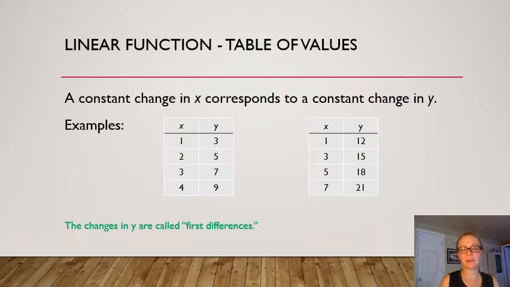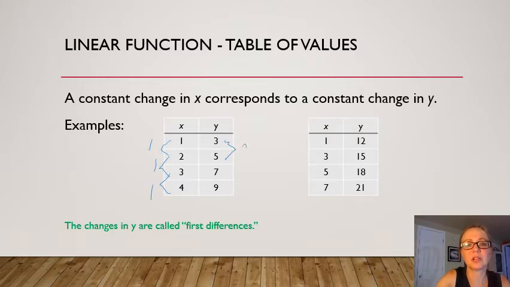When you're given a table of values, you can quickly check to see if it represents a linear function. What you're looking for is a constant change in x that corresponds to a constant change in y. So first we're going to look from 1 to 2. You see a change of 1, 2 to 3 is a change of 1, and from 3 to 4 is a change of 1. From 3 to 5 is a change of 2, from 5 to 7 is a change of 2, and from 7 to 9 is a change of 2. So that table of values represents a linear function.